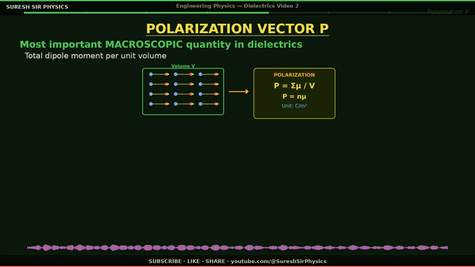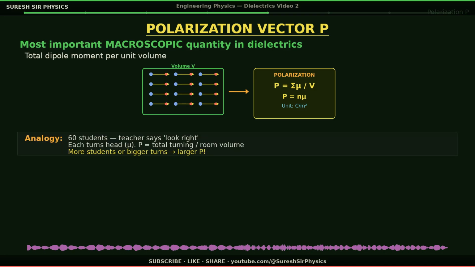Students, I'll give an example for polarization for clear understanding. Think of a classroom with 60 students. Normally, each student sits upright. That is, students are not sitting in a particular direction. There is no net tilting. That is, polarization P equals 0. When the teacher says, look right, each student turns their head slightly. Each student now has a small head turning moment. Polarization P is the total head turning divided by room volume. More students or bigger turns give a larger P.